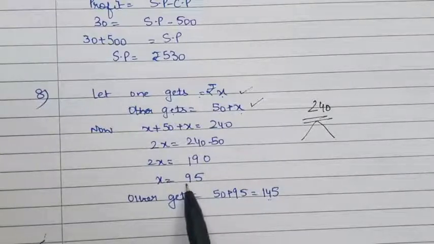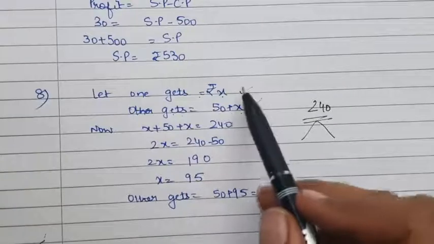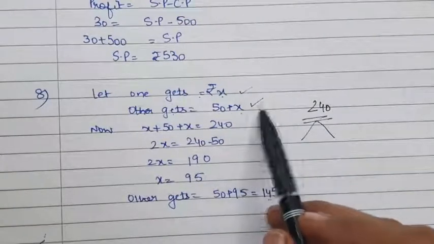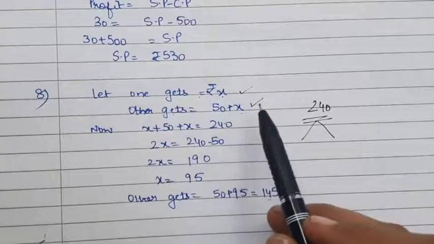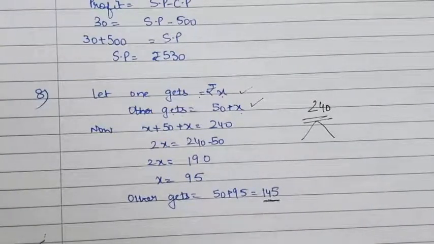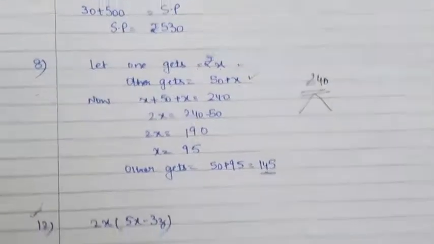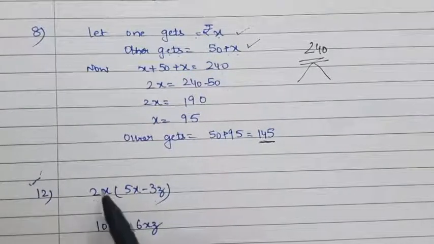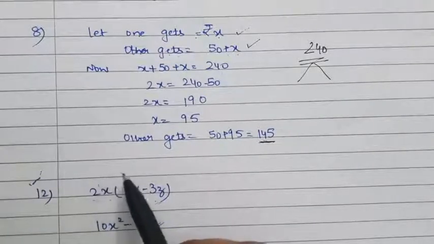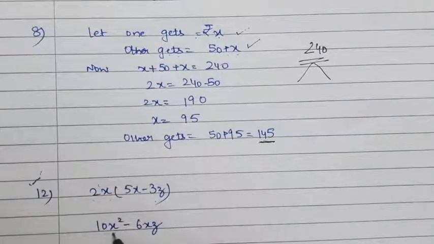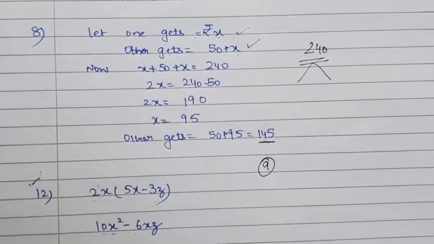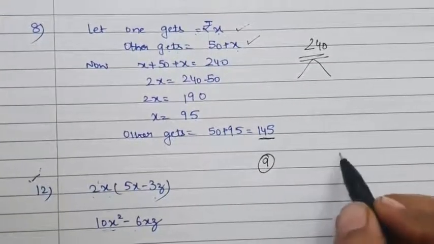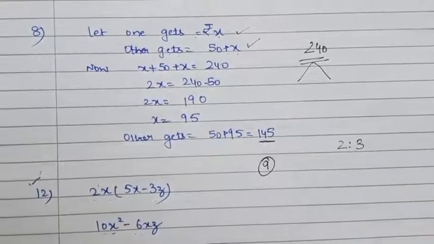That is 95. So it means if one gets 95, the other will get 50 plus 95, that is 145. Now in the next question, very simple, we have to multiply 2x with this bracket. So first of all, what we will do? We will multiply and we get 10x square minus 6xz. Clear?